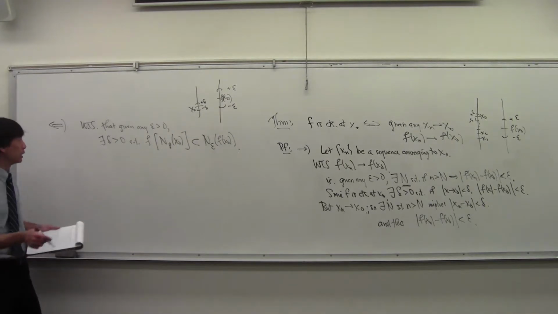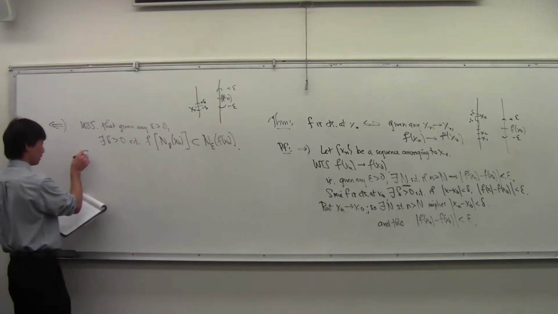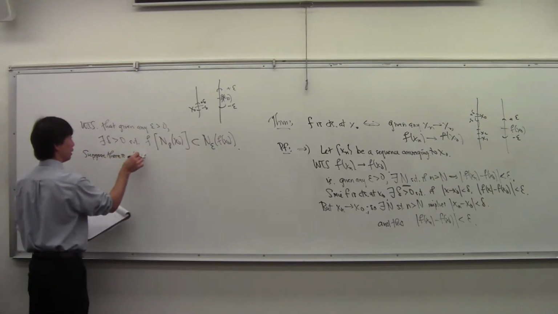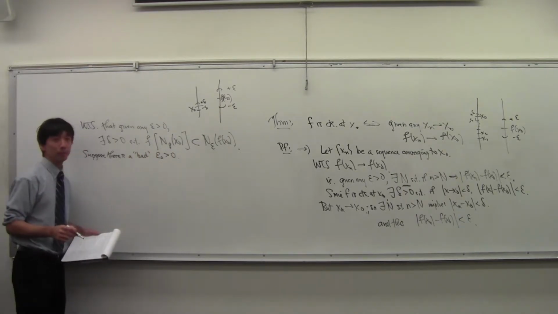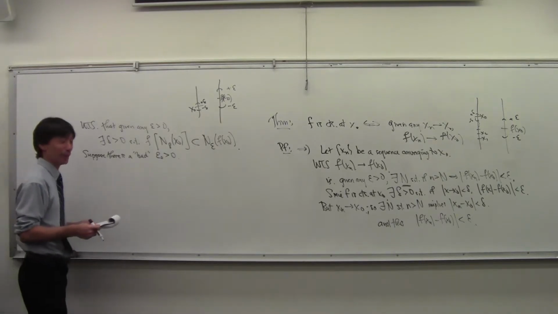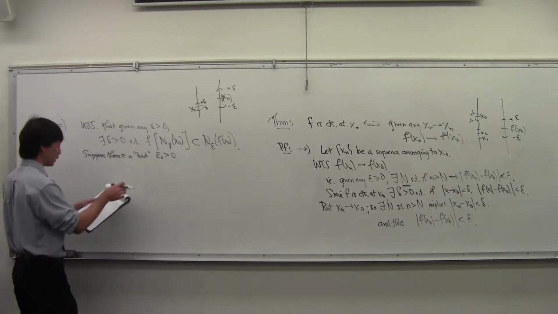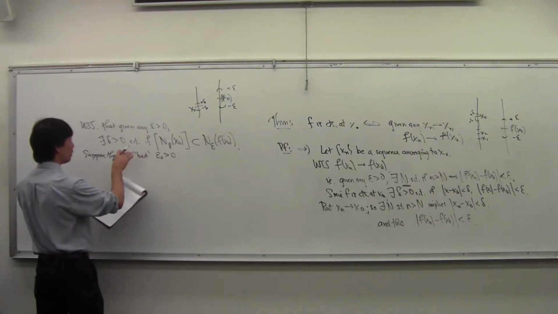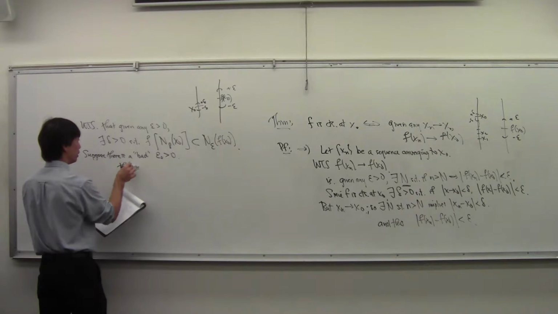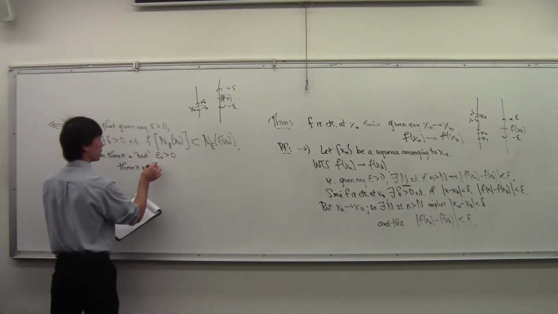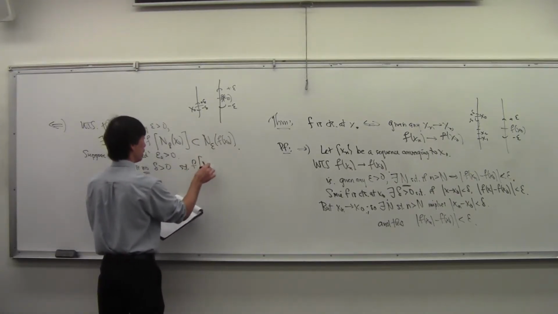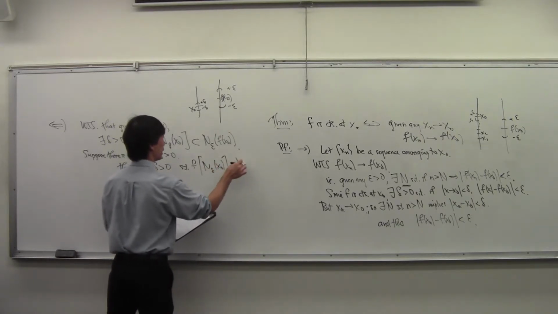I'm going to do this by contradiction. Suppose there is a bad epsilon. There's an epsilon that we cannot deal with. What does that mean? That would mean that there is no delta that works. There's no delta such that f of this thing is contained in the epsilon naught neighborhood.